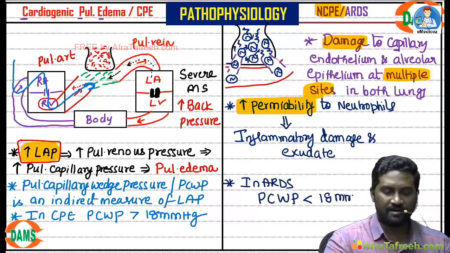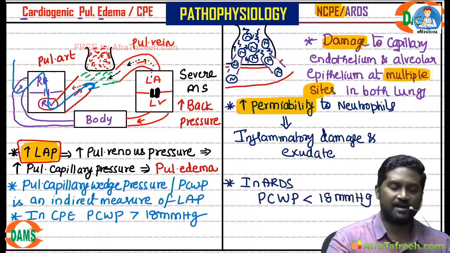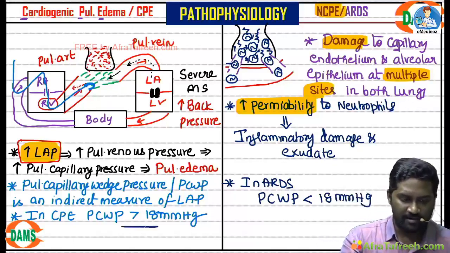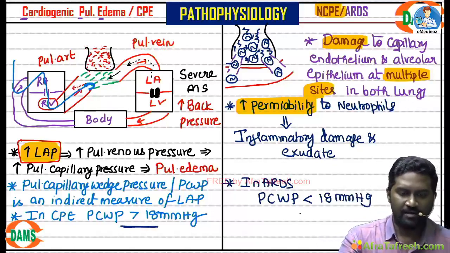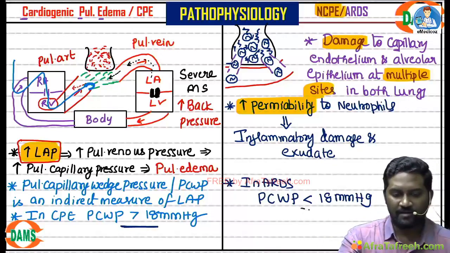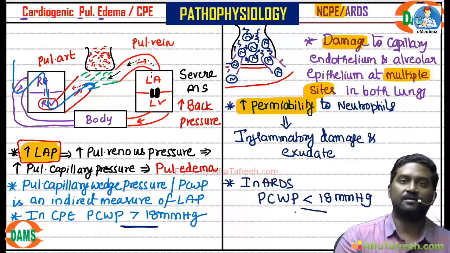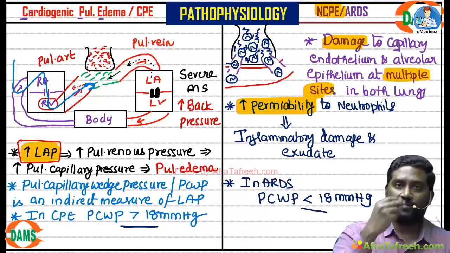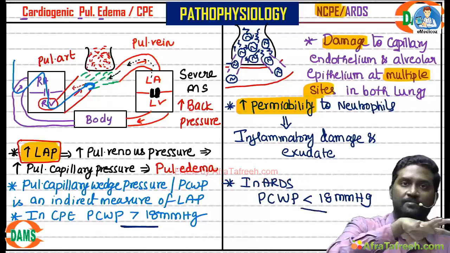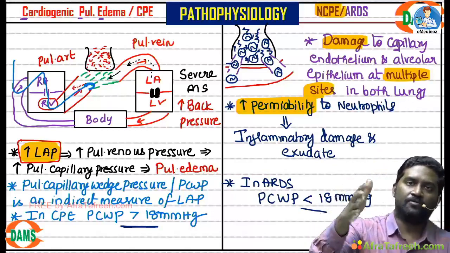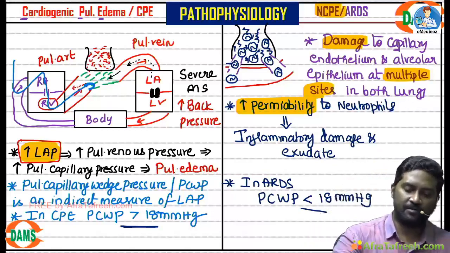Now if you measure PCWP in ARDS, because there is no left heart disease, PCWP will not be elevated significantly. It will be less than 18 mm Hg. In cardiogenic pulmonary edema, it is high. In ARDS, it is less. So it is called low pressure pulmonary edema.